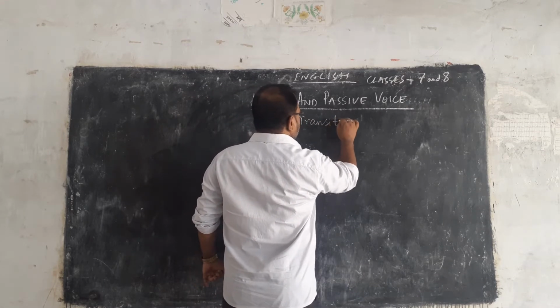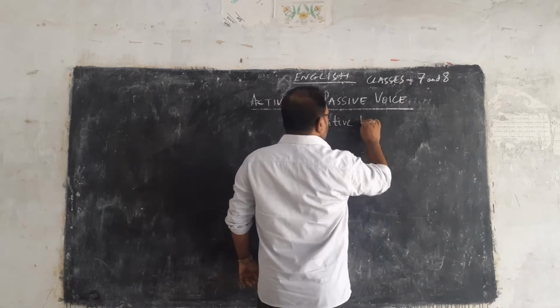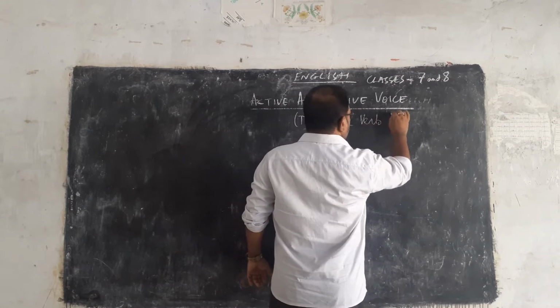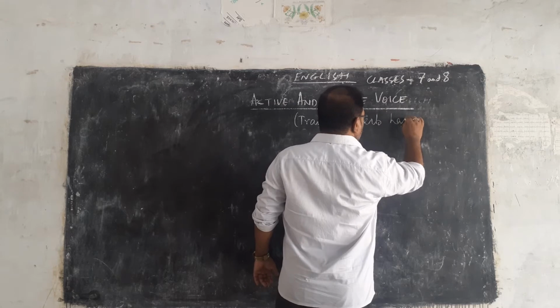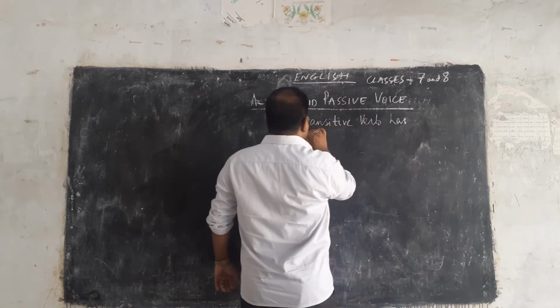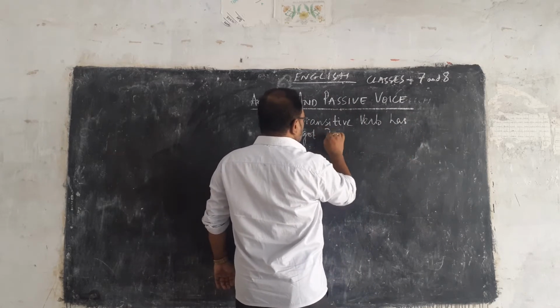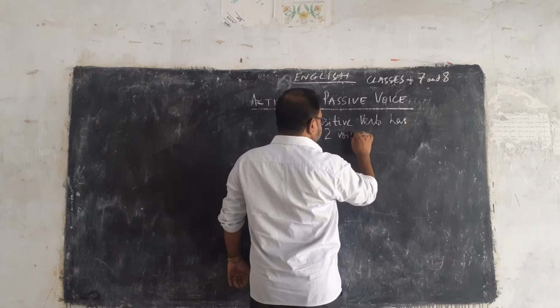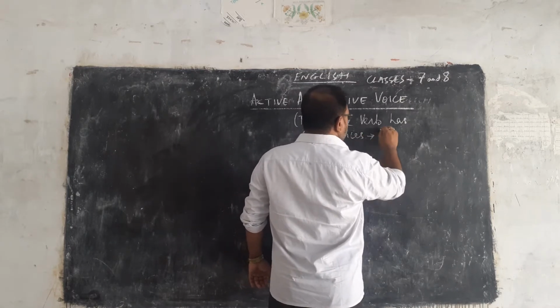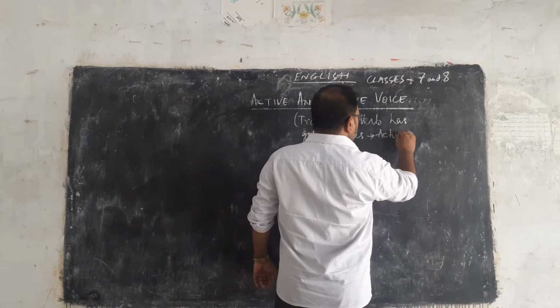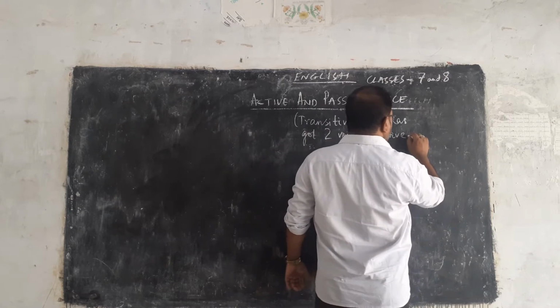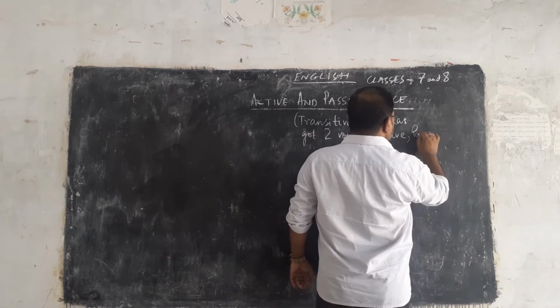A transitive verb has got two voices. One is active, another is passive.